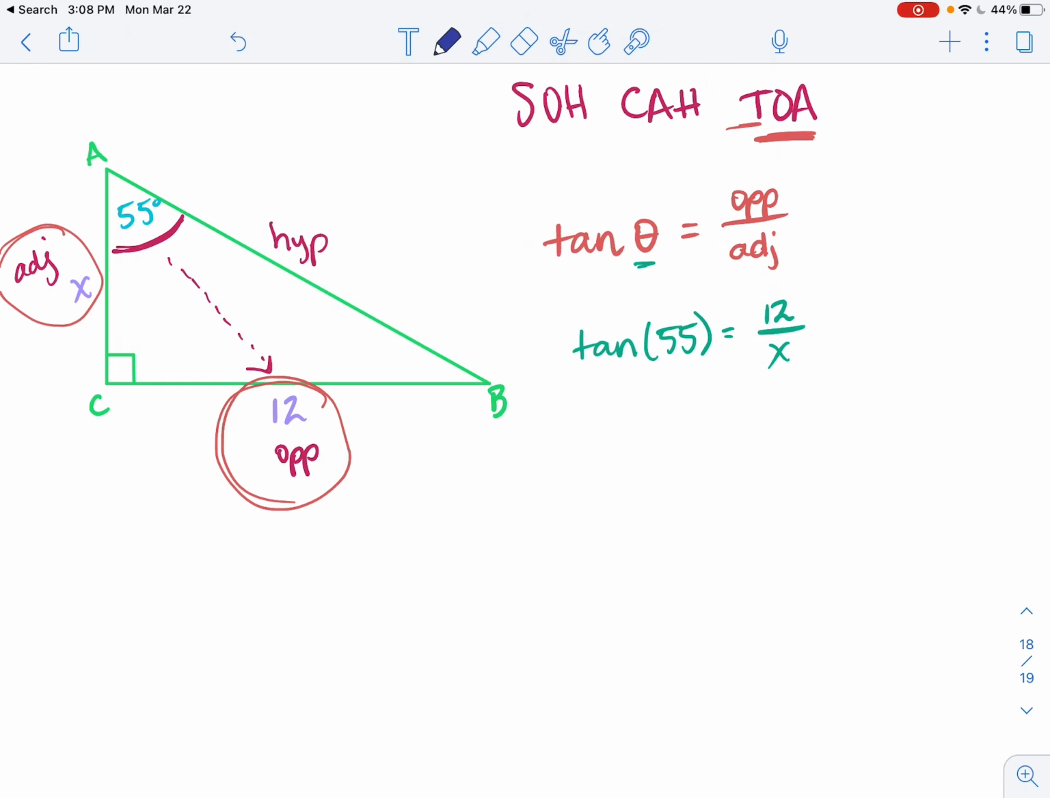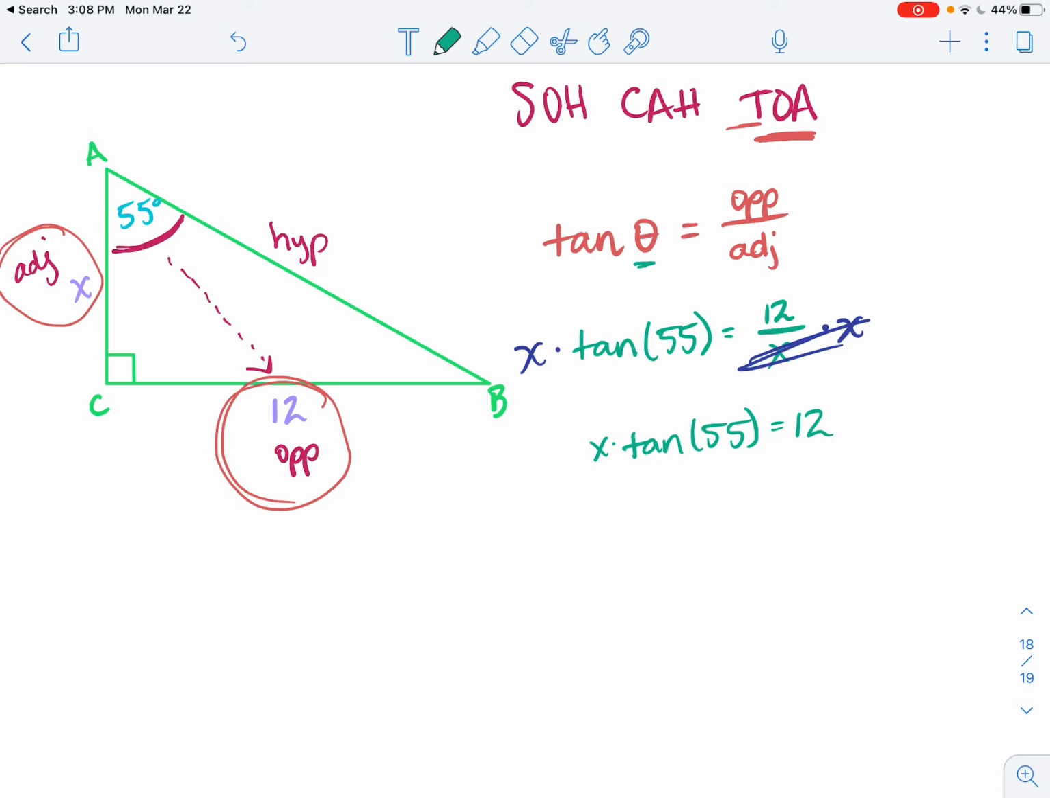To isolate x here, since x is in the denominator, I need to multiply both sides by x. I do that because then on the right side, those x's cancel out. So I have x times tangent of 55 is equal to 12.